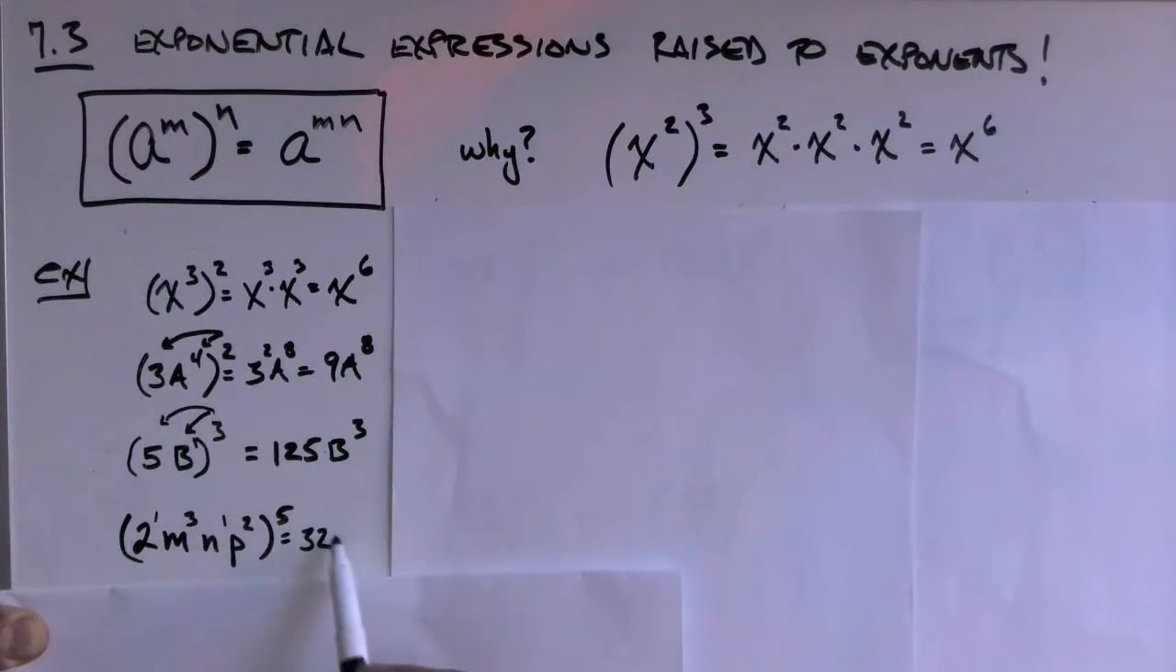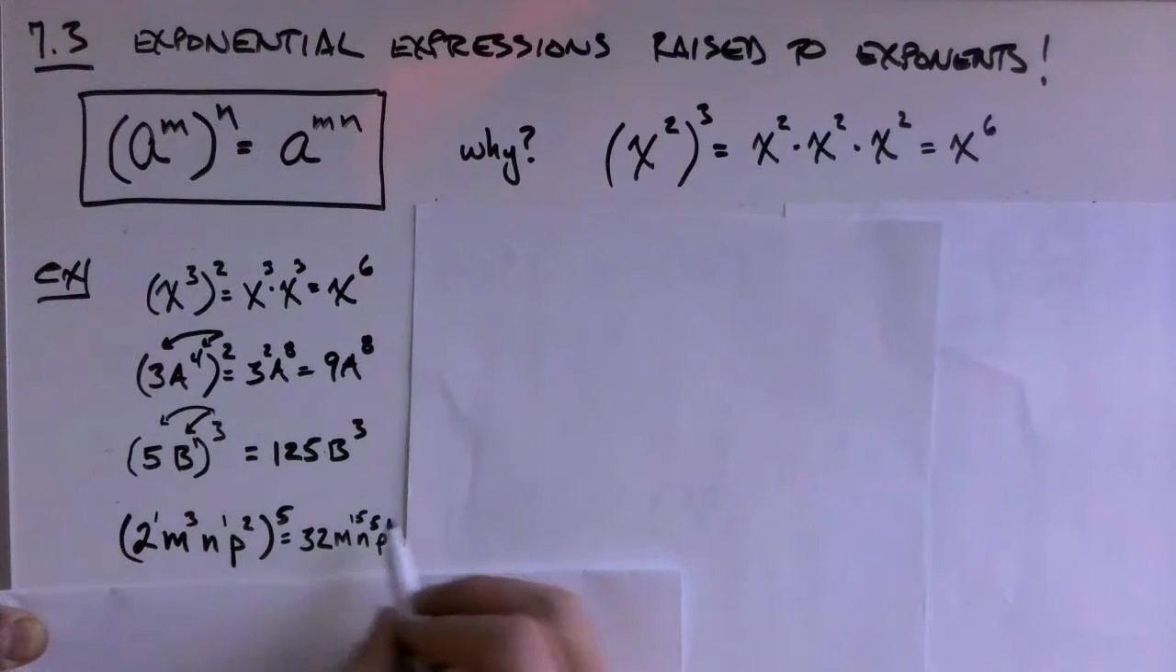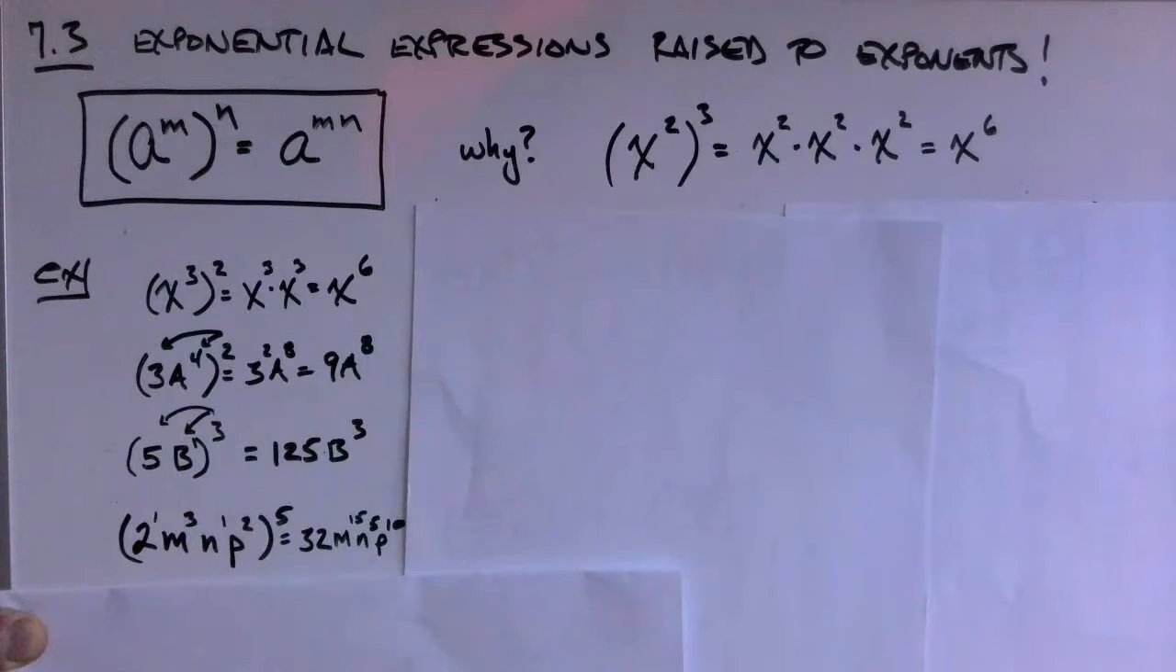3 times 5, m to the 15th. 1 times 5 is 5, so we have n to the 5th, and then p squared, 2 times 5 is 10, so we will have p to the 10th power. Scoot this over. And there we go. All right.